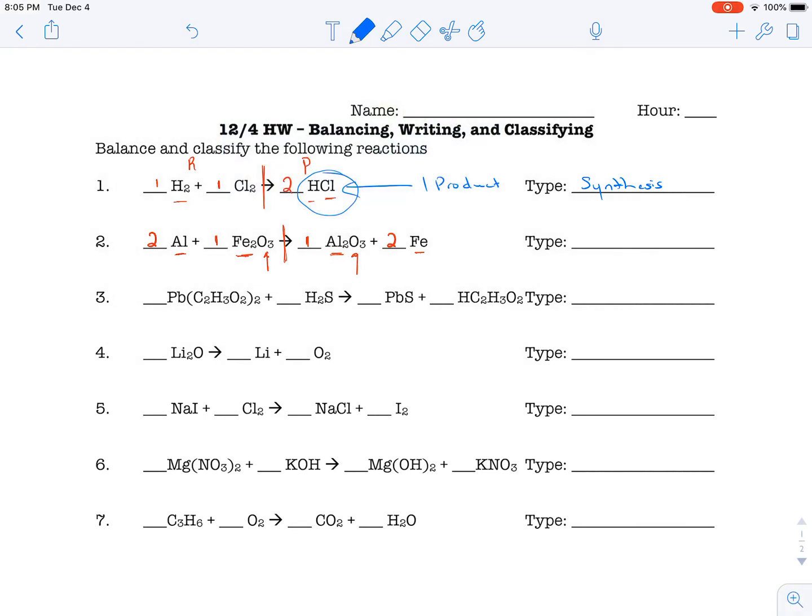Switching gears. To type the reaction, if we look here, we have an element plus a compound, and on the other side, we have the same thing, a compound plus an element. If we look through our notes, that tells us that we have a single displacement reaction.